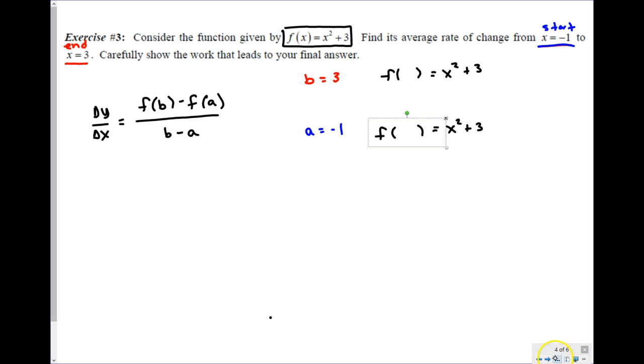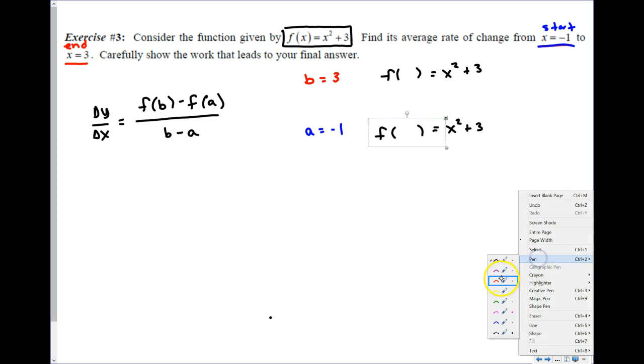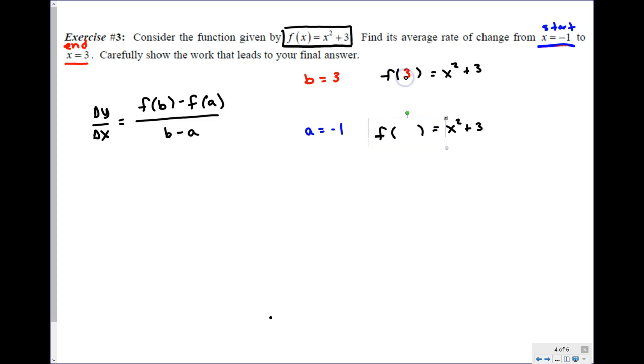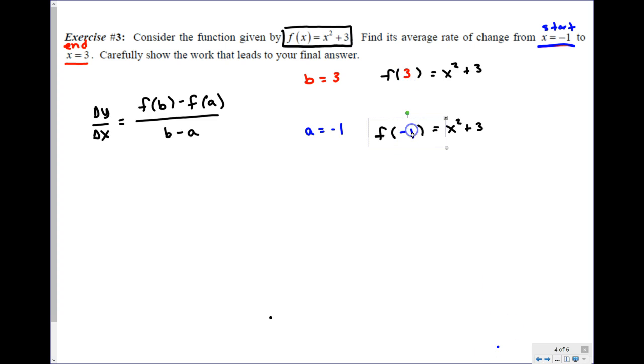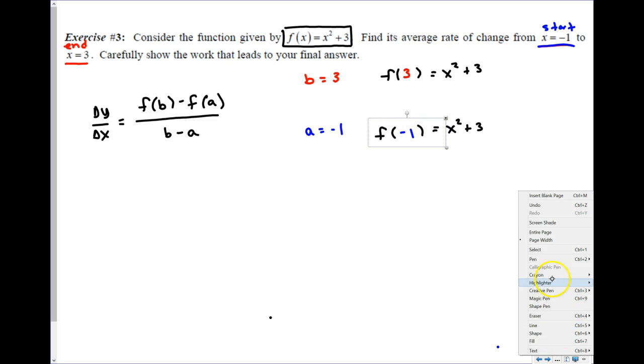So I'm going to plug in 3 for f of b, and for f of a, I'm going to plug in a -1 and solve this.